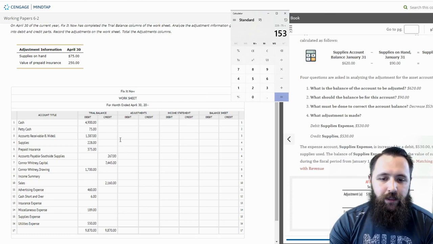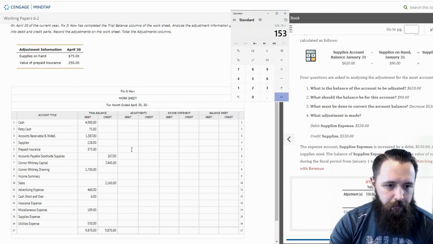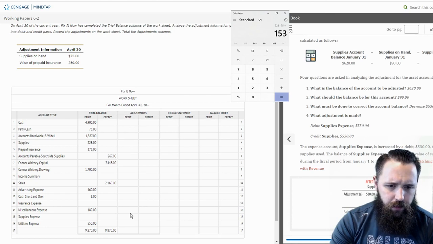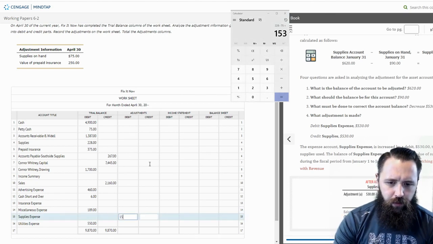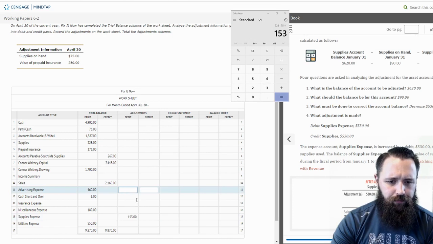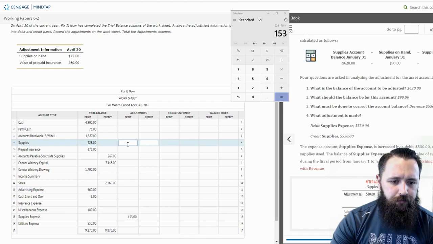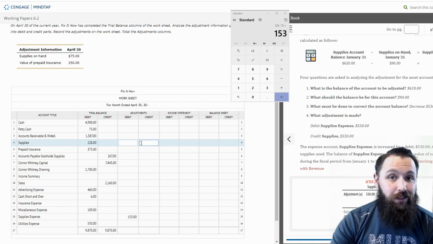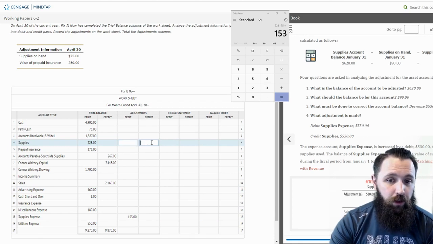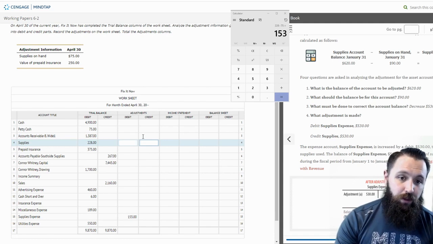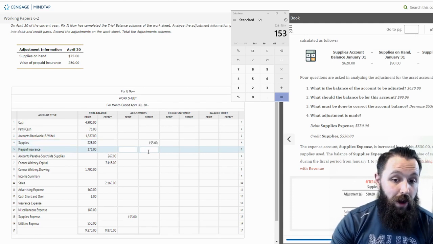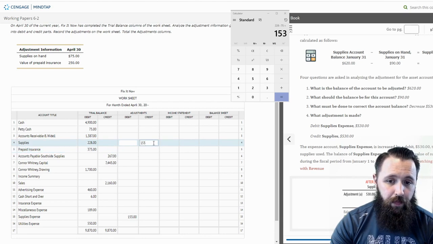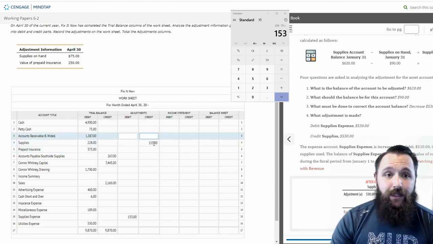So let's start out with debiting supplies expense. That's going to be down here, and I'm going to type in 153. Next, I'm going to go up to supplies. What do I need to do to supplies? I need to decrease it by $153. Supplies has a normal debit balance, so I'll go over here and credit it to bring it down. Okay, that's all that we need to do with that transaction.